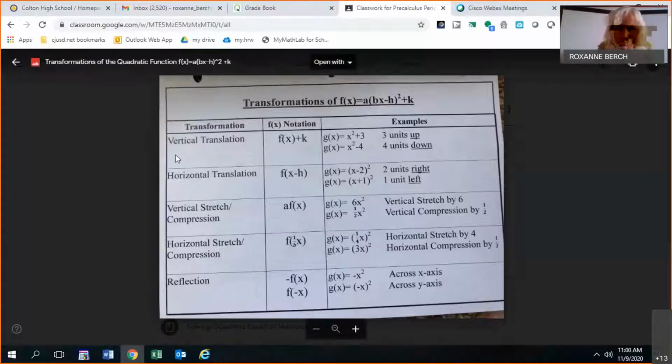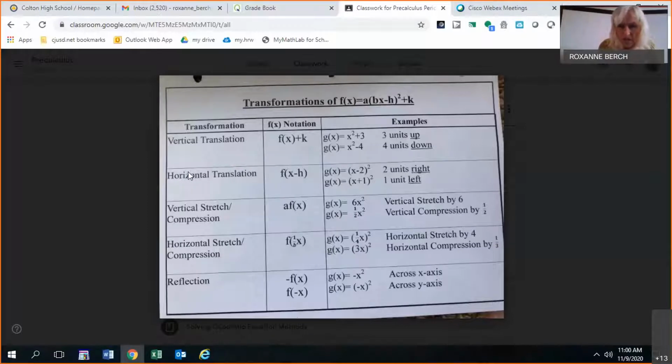Also, it's not going to say horizontal translation. It's going to say a horizontal shift or a vertical shift. So nothing to be alarmed about, just to know that different books use different terminology. We just don't want you confused with the different terminology.